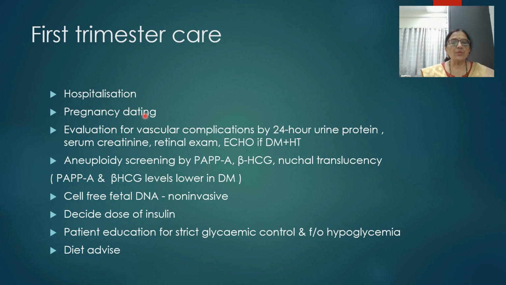Then once we hospitalize, we decide the dose of insulin which is required for her. Patient education for strict glycemic control is necessary, and we have to educate her about features of hypoglycemia also. Diet advice also needs to be given, and we have to see to it that she understands and follows whatever medical nutrition therapy is advised to her.